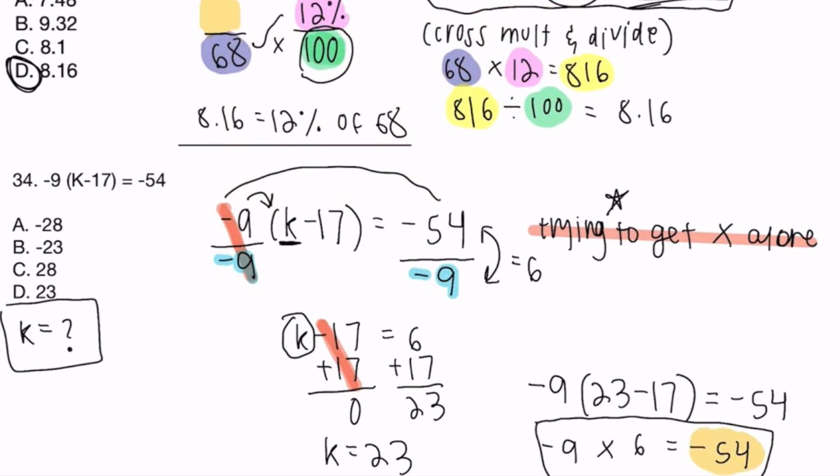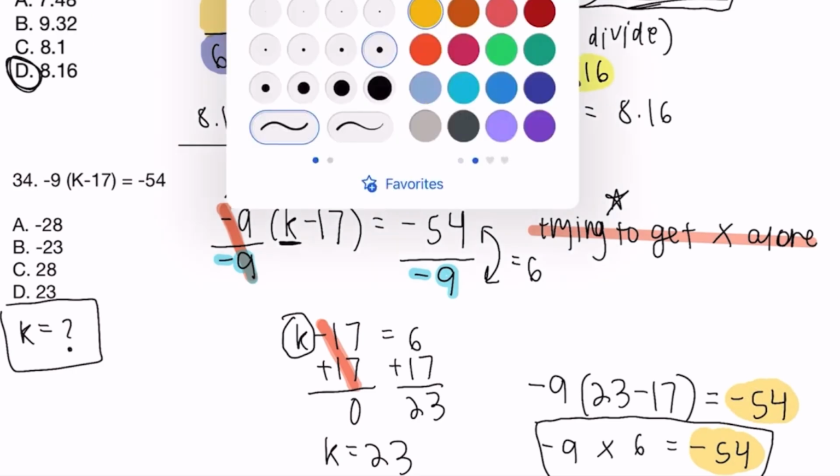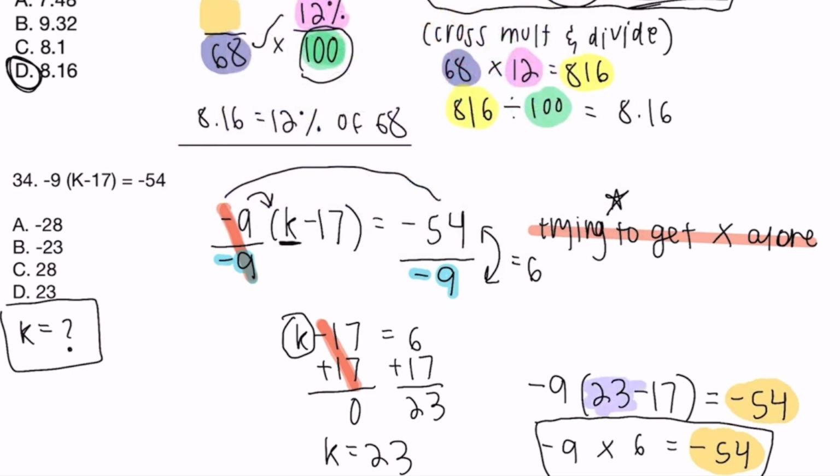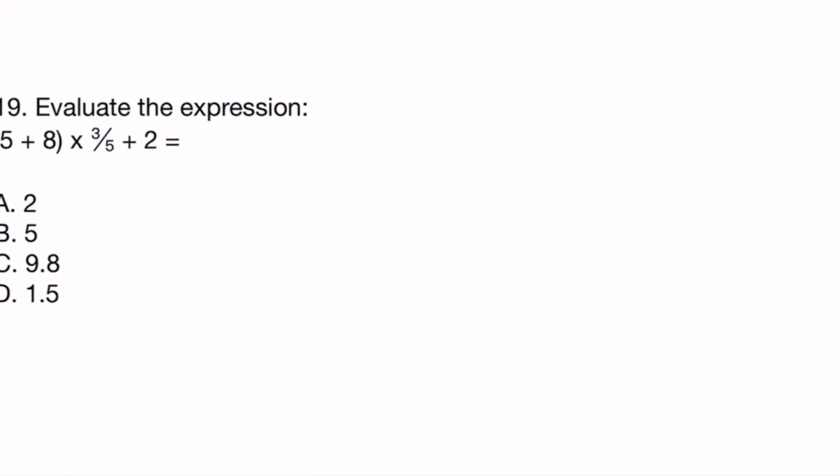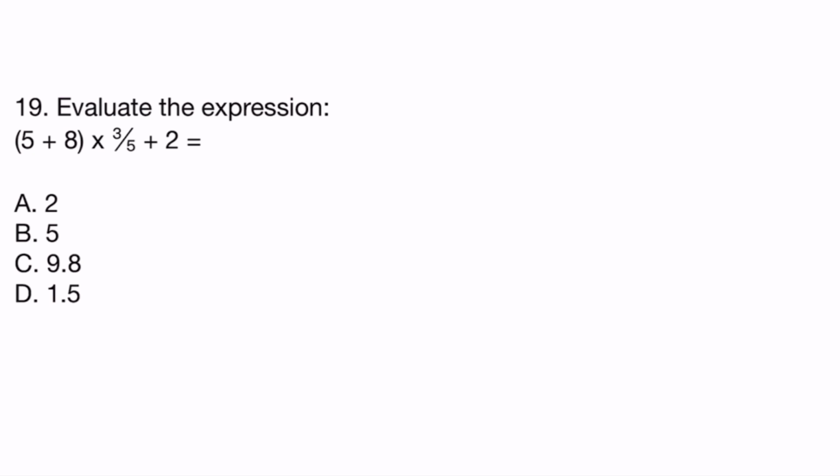That's one thing you should always do: go back and check your work. Plug in the answer that you got. Since I got 23, I just wanted to check my work and make sure it was 23. Just plug it into that actual equation and see if that works. Let's go ahead and jump over to number 19. Y'all just comment down below what you want to see next.